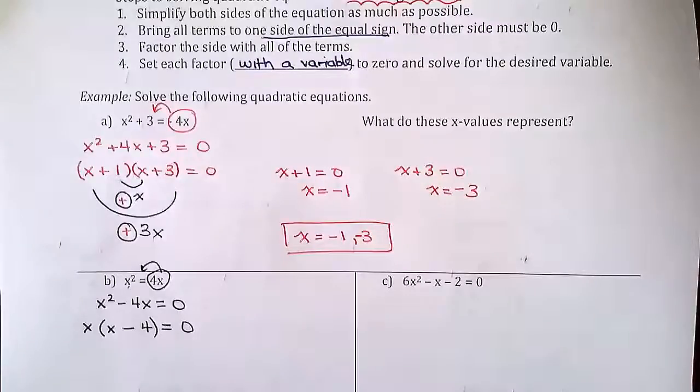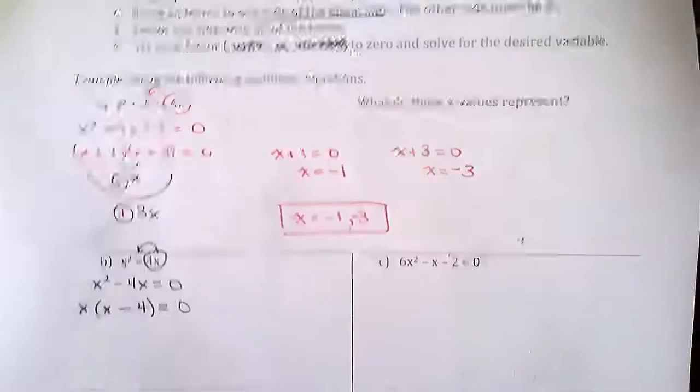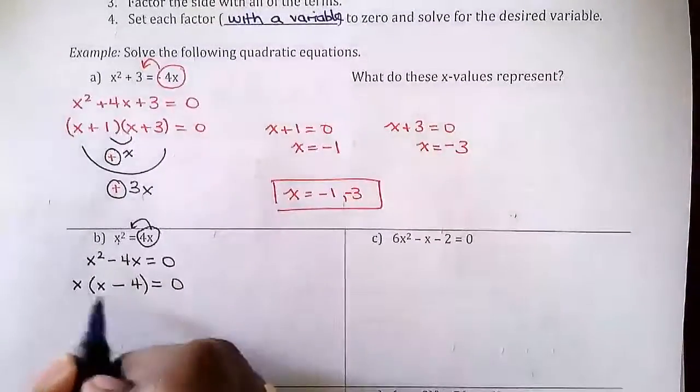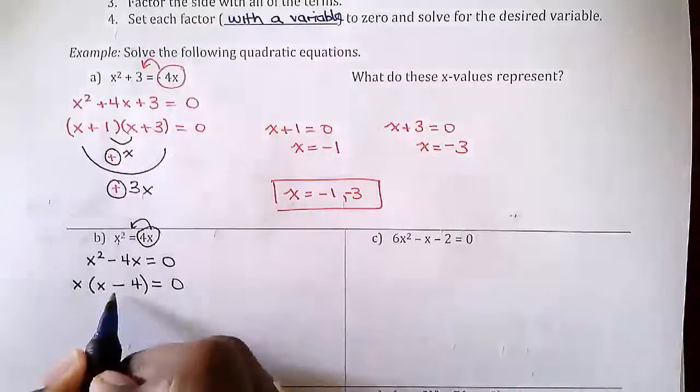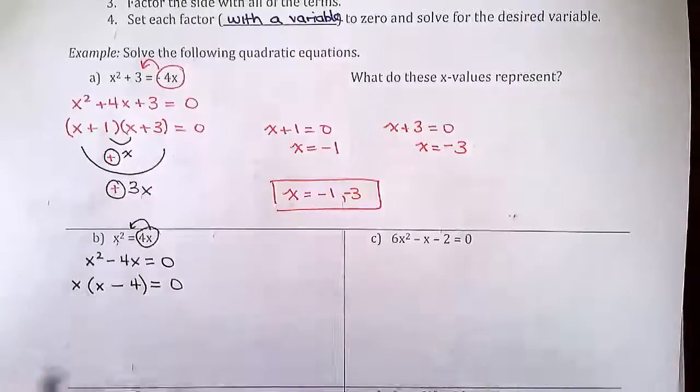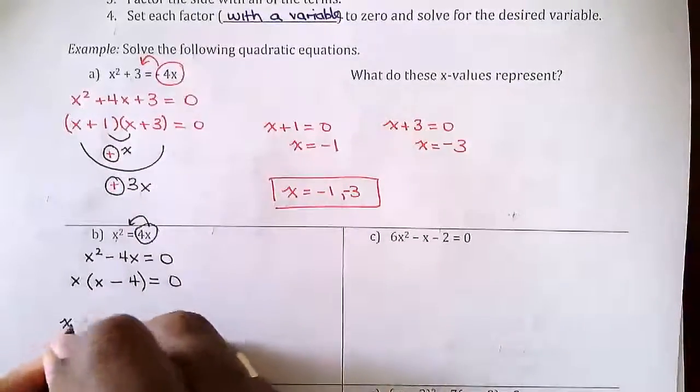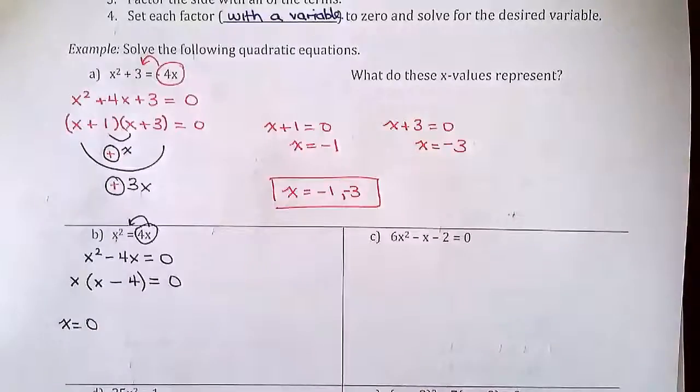So now I've successfully factored my quadratic equation. And now I set each factor to 0. So keep in mind, there are still two factors here. There's this one and this one, even though this is not in a bracket. So the first factor we set to 0, and there's really nothing else to do there. X is equal to 0. That's a solution.